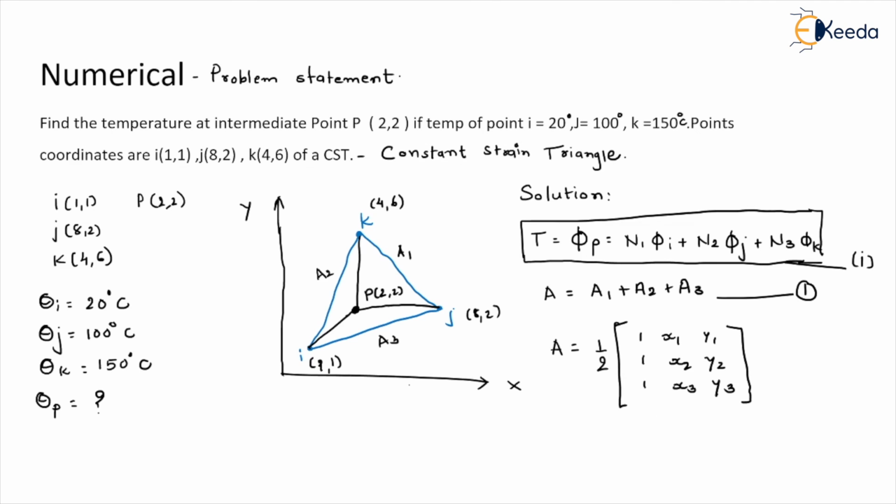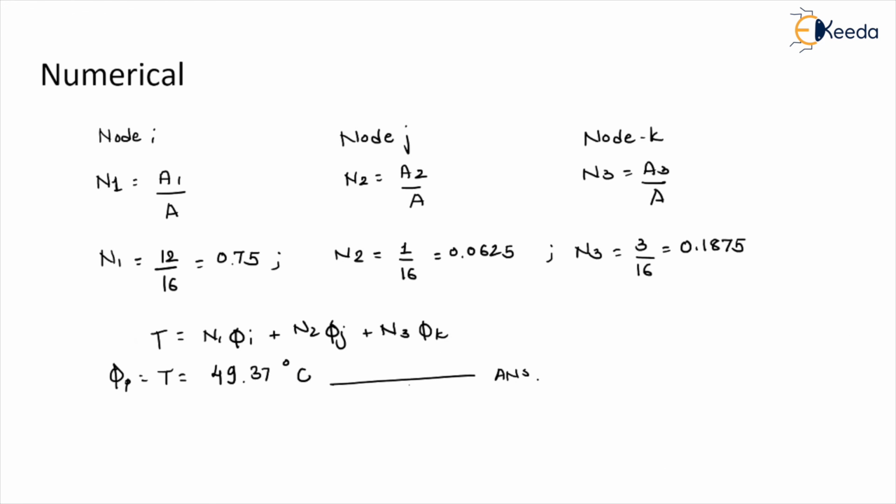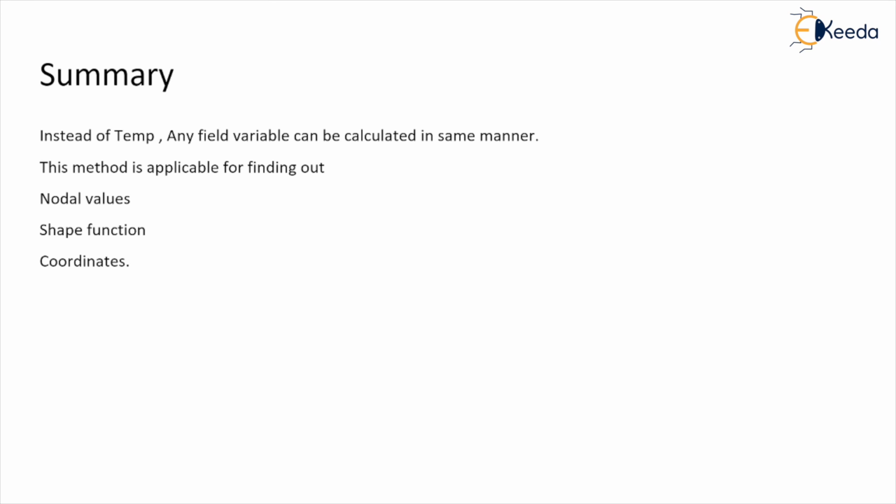So here you can see by this method we can solve for any field variable. In this example we have taken the field variable temperature. Instead of temperature we can also take the coordinates or any shape function value or any nodal value. So this is the advantage of this method. We can apply this method for finding out any field variable in the same manner.